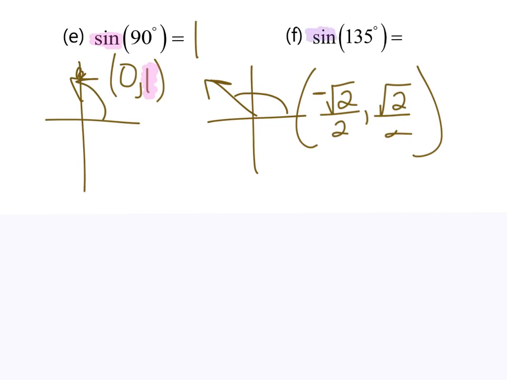I'm looking for the sine, which is my y value. Well, that's terrible looking too. Let me just fix that. So the sine of 135 degrees is the square root of 2 over 2.